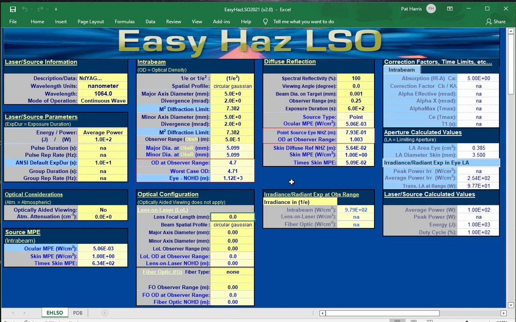Let me see if there's anything else we want to talk about. Look at C sub A here. C sub A for this wavelength, instead of being 1 like for the visible, the absorption at the retina is being corrected, and so we get a C sub A value of about 5 on this. Okay, so let's see, there doesn't seem to be anything else we need to look at, and so that's about it for this one.